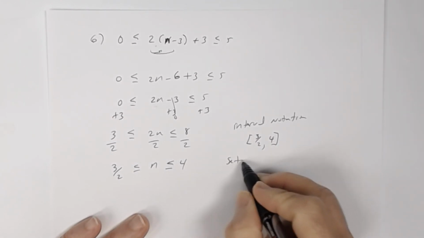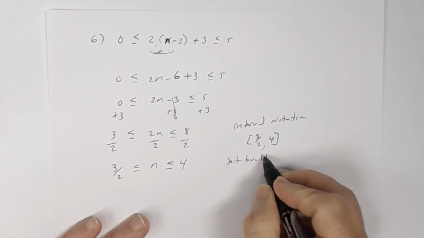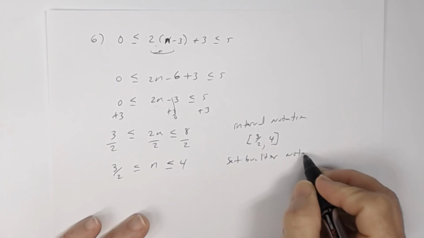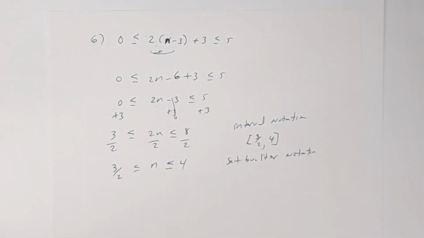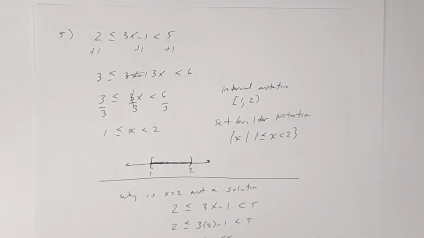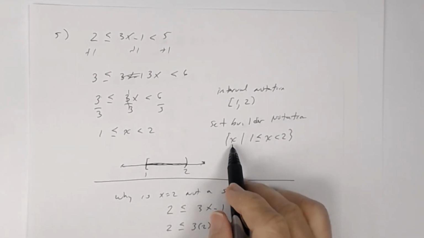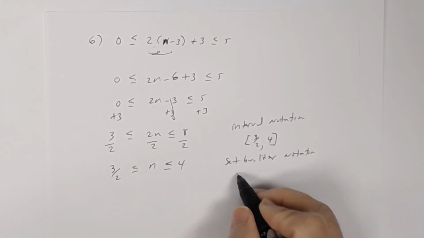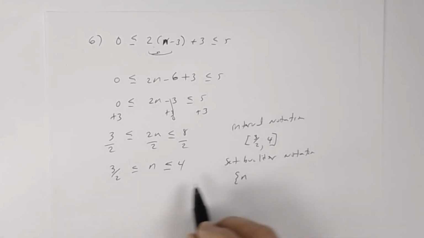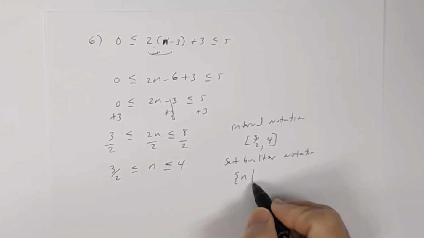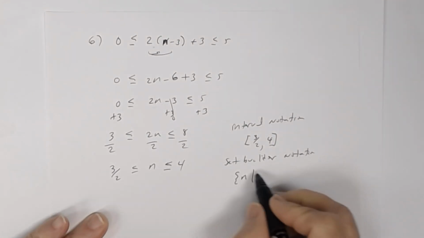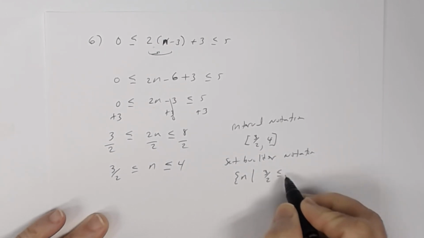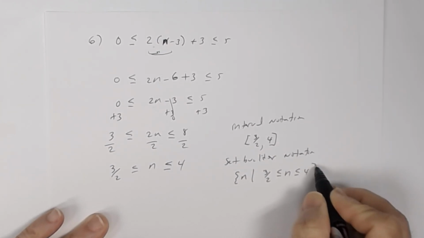Your set builder notation, now listen carefully to this part. When we did set builder notation in previous problems, we said the set of x's. We used x because that was our variable. So now we're going to say the set of n's. You've got to use the variable that's in your problem. The set of n's such that, and then you just rewrite this over: 3 halves is less than or equal to n is less than or equal to 4.